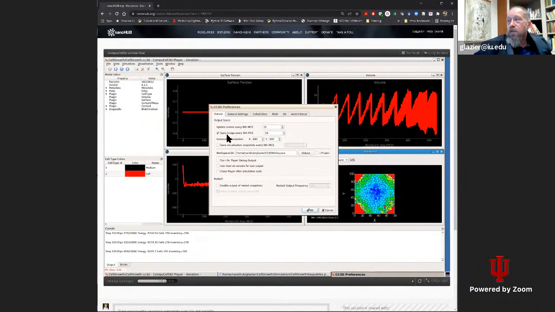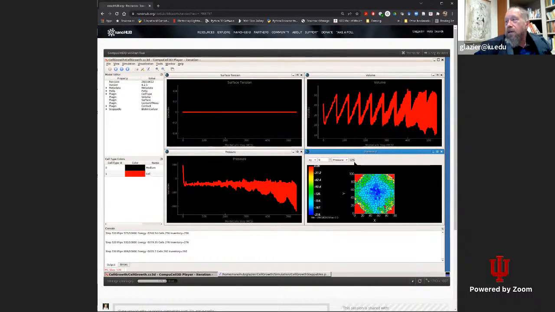The other thing that you have to do when I say save image every n Monte Carlo steps, which is a little bit of a cheat, is that you have to hit this camera button in the window you want to save, or it won't save it.